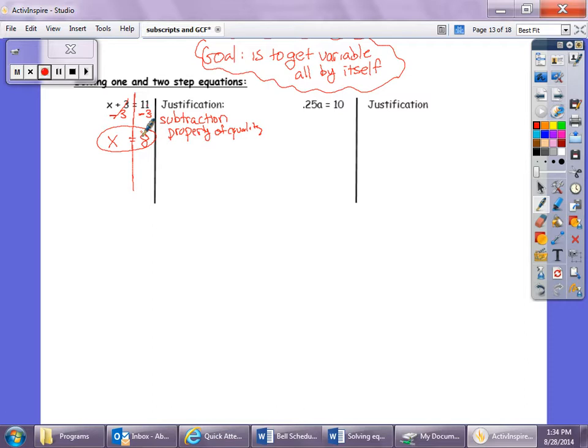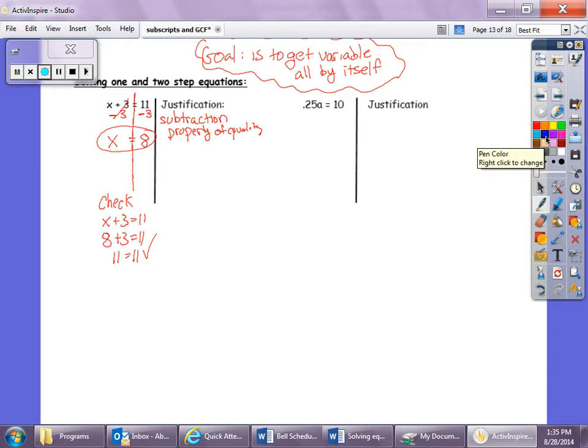And with algebra, we can always check to see if our solution is correct. So we can check this. If I plug this 8 back in, x plus 3 equals 11, so 8 plus 3 is equal to 11, so that's my check step. So I know that my answer is correct.